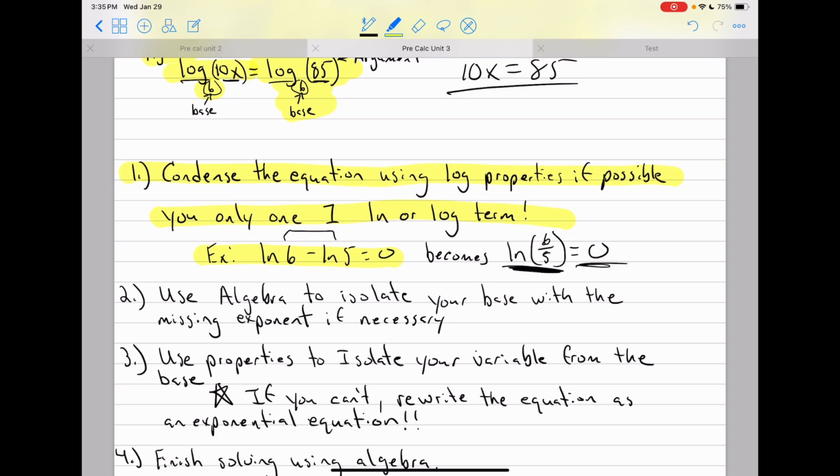All right, step 2. After you've done that, if you need to, you're going to use algebra to isolate your base with the missing exponent if it is necessary. So you need to isolate a base and a missing exponent. Right? So if we're talking about a base, it'd be like you got to get to something like 4 to the x minus 6, or we got to get this part all by itself. Okay? Step 3. Now you're going to use your properties to isolate the variable from the base. So again, now that we got this part alone, we need to isolate this part.